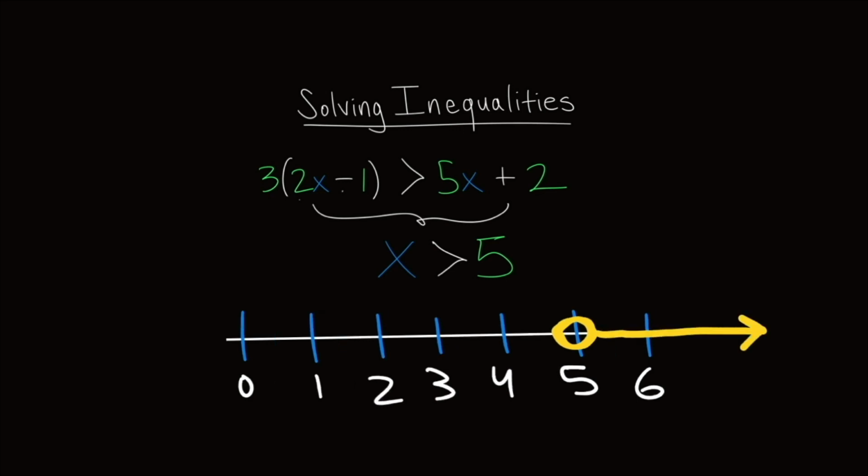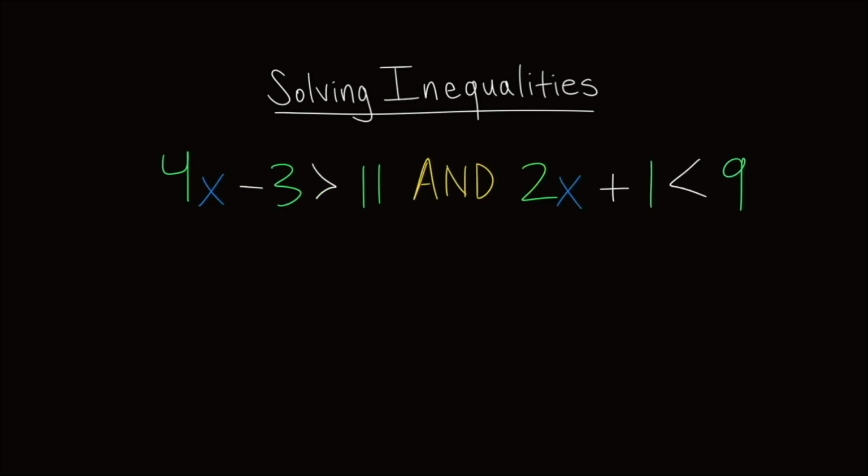Let's look at another problem. 4x minus 3 is greater than 11, and 2x plus 1 is less than 9. Let's try to solve each one at a time. Let's start with the left-hand side here. So again, we want to try to isolate this x.